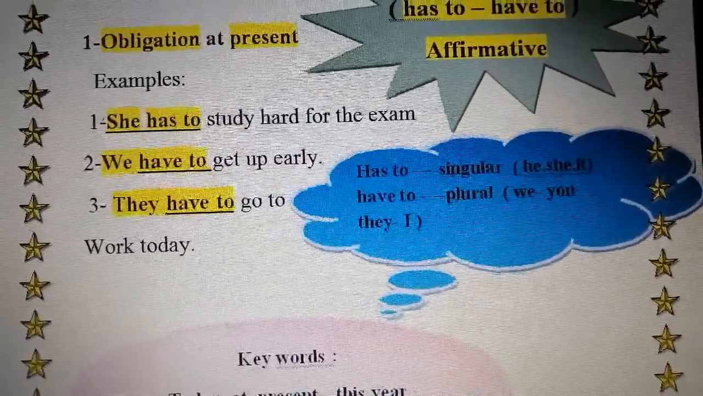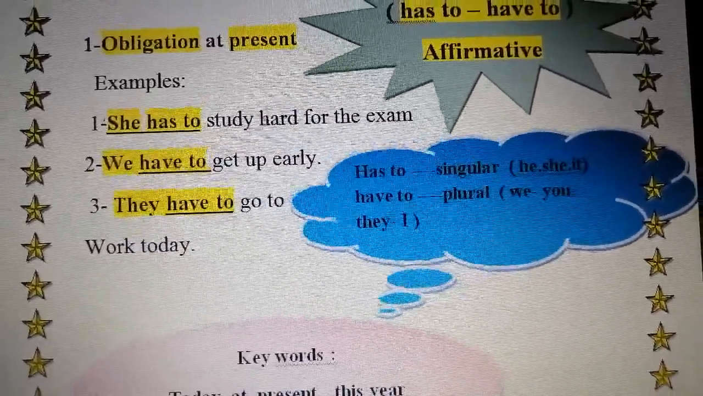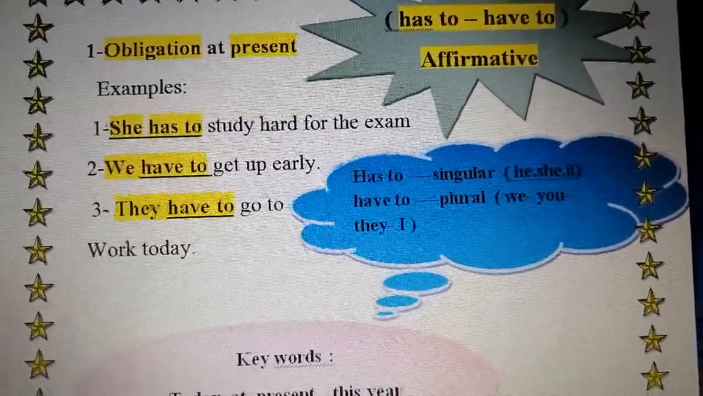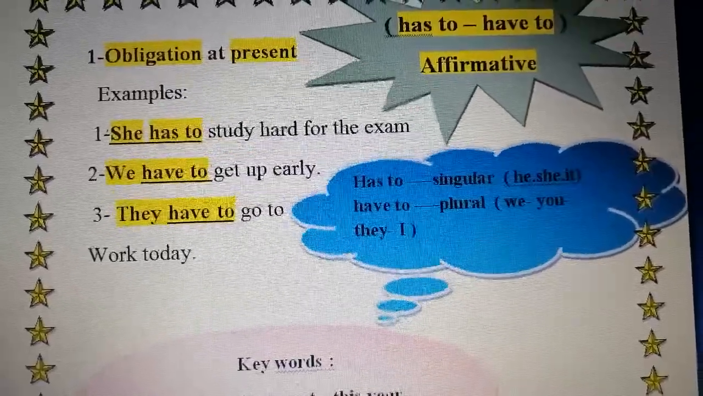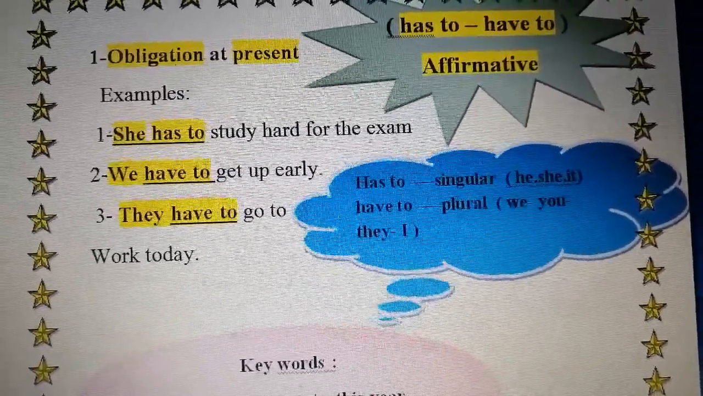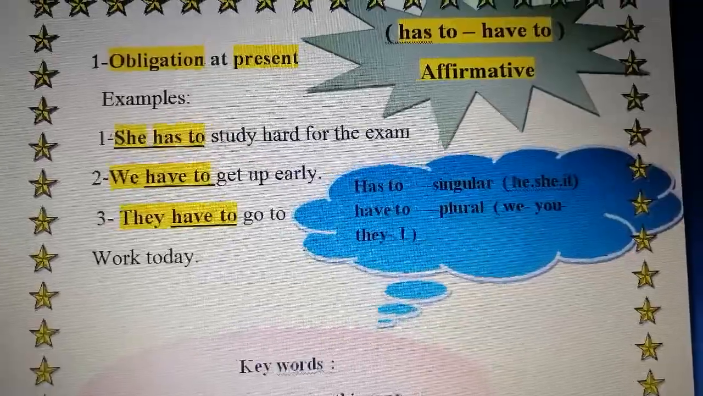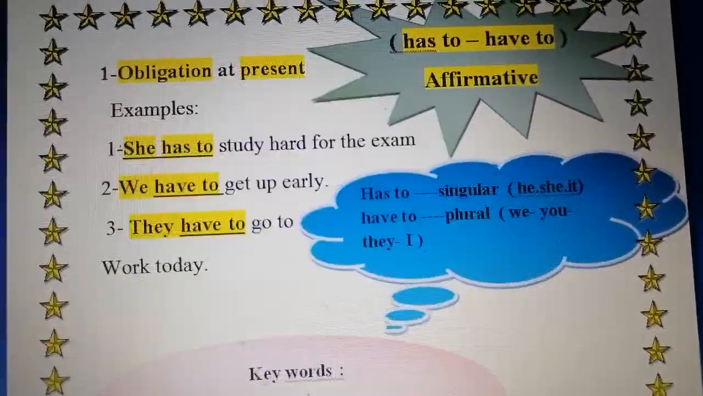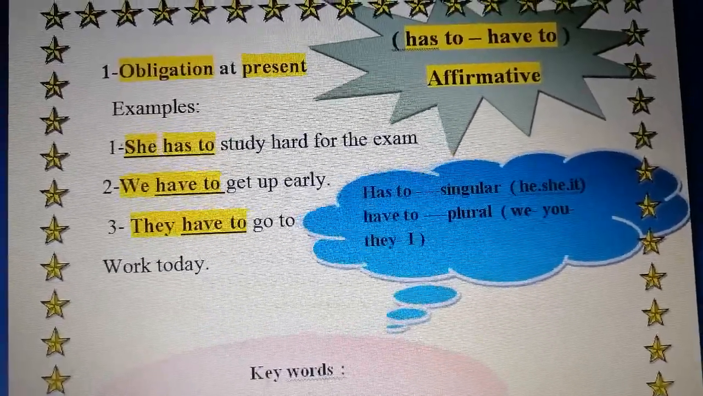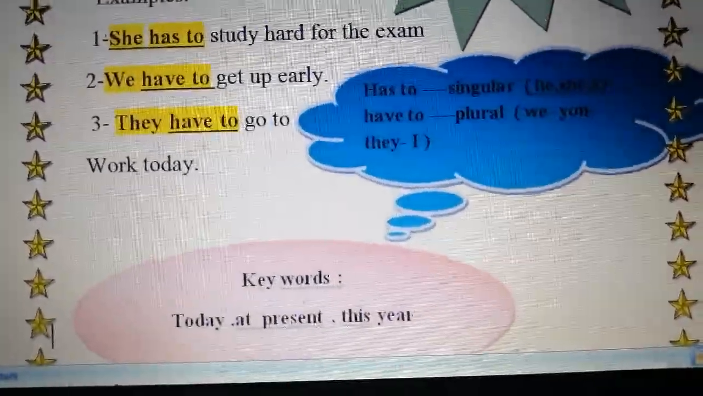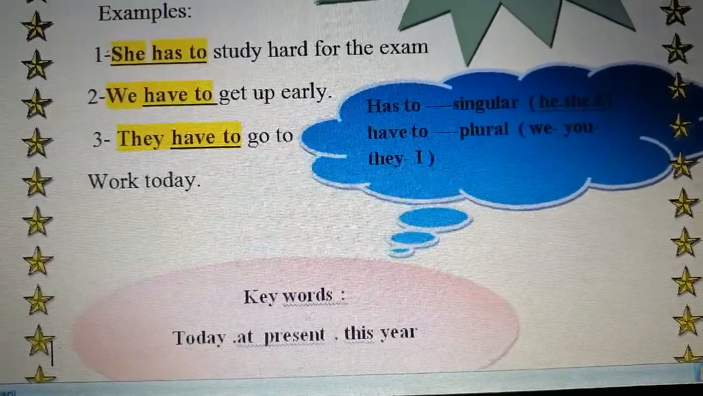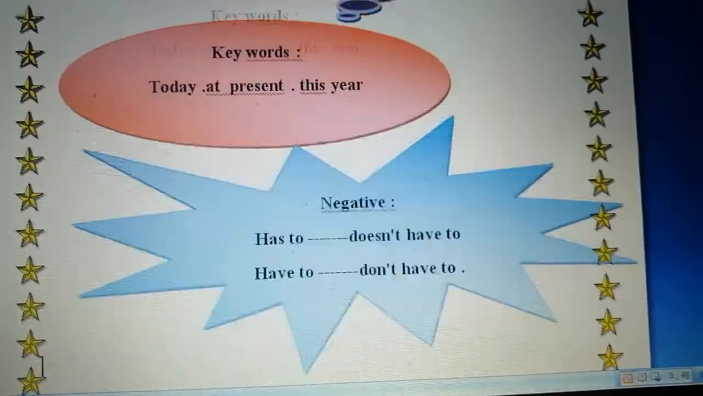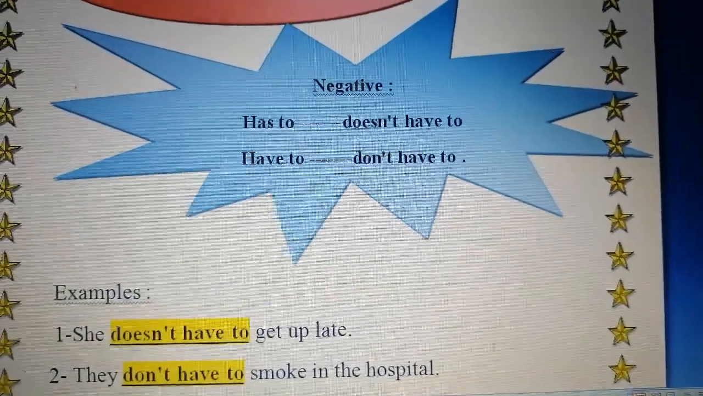She has to study hard for the exam. She أخذت has to because she singular. We have to get up early. We plus have to لأنه اللي we plural. They have to go to work today, so we use have to because we have a plural. إمتى بنستخدم have to has to؟ لما يكون عندي الكي words مفتاح الجملة today, at present, this year, always, every day.